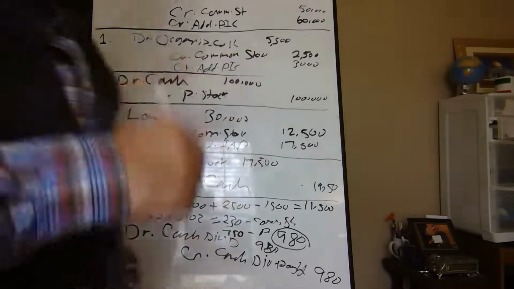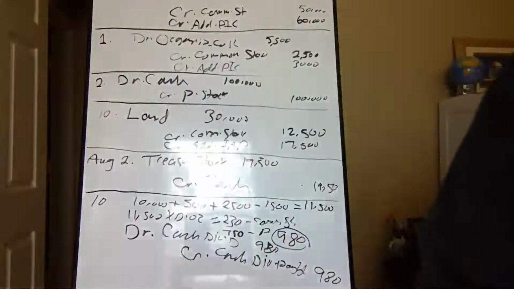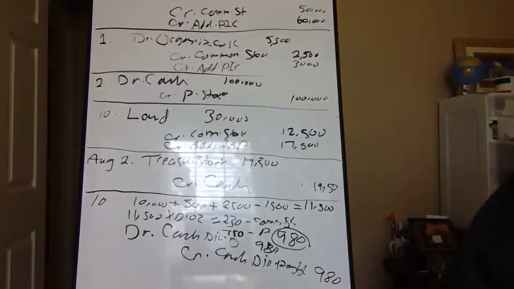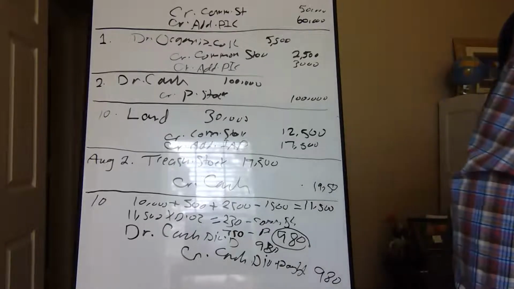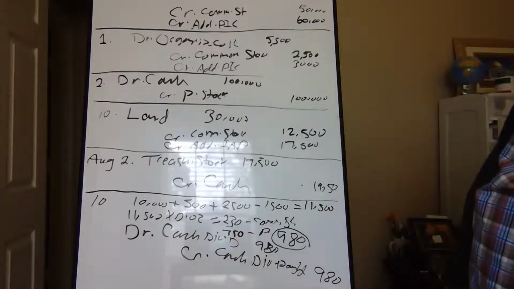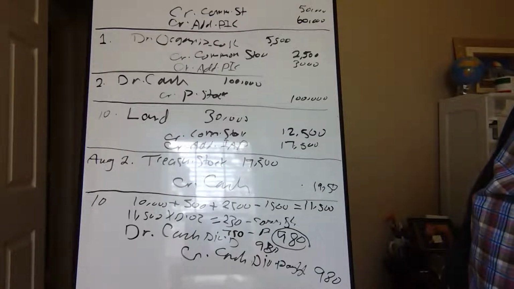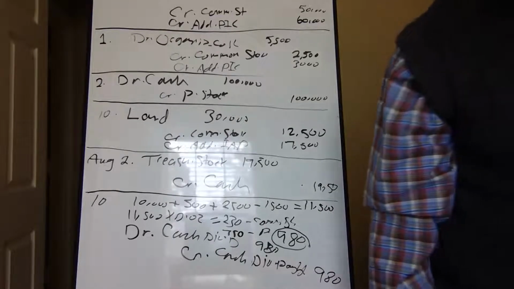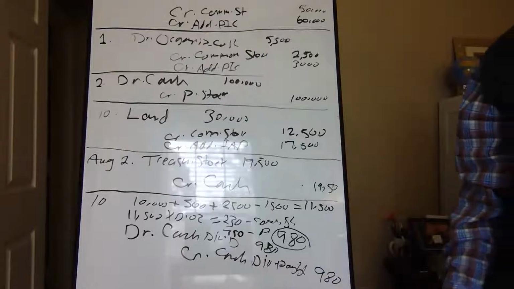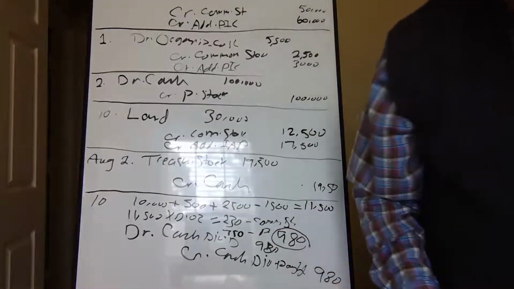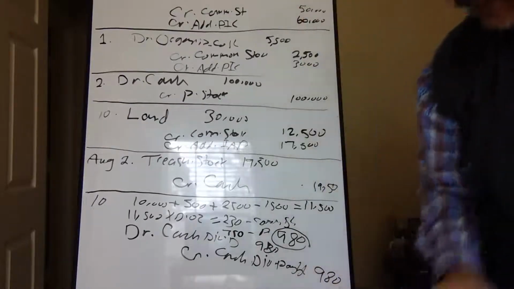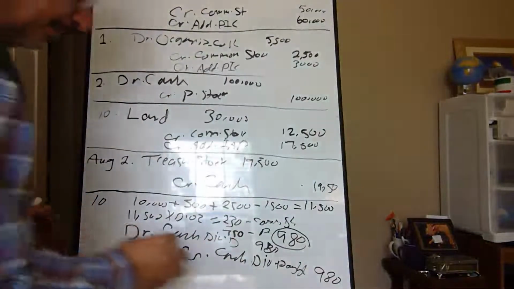On the date of record, there is no journal entry. The date of record is on August 12. And the payment date is on August 22nd. Let me clean this portion here.